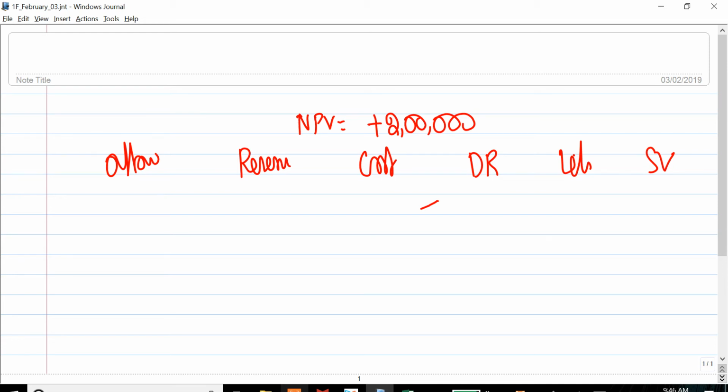What sensitivity analysis basically tells us is the tolerable limit for changing these variables. For example, if outflow increases by more than 2 lakh rupees, NPV will become negative and the project will get rejected. So we are finding out the tolerable limit of the change of the various variables. It could be outflow, selling price, units sold, cost price, variable cost, fixed cost, discount rate, life.